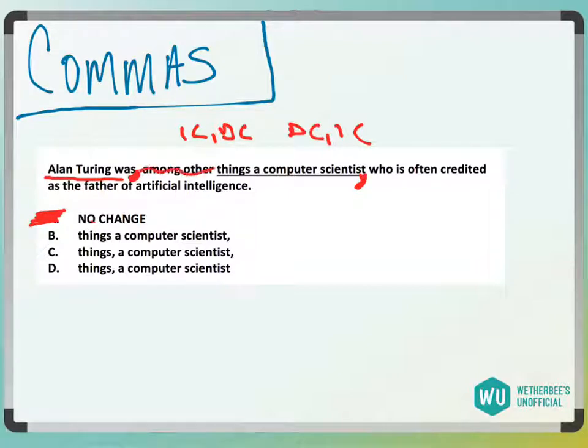Answer choice B would be if we put a comma after scientist right here. So let's see if we can take that out. If I said Alan Turing was who is often credited as the father, that doesn't make any sense either. So answer choice B would be out. Let's just erase that really quick.